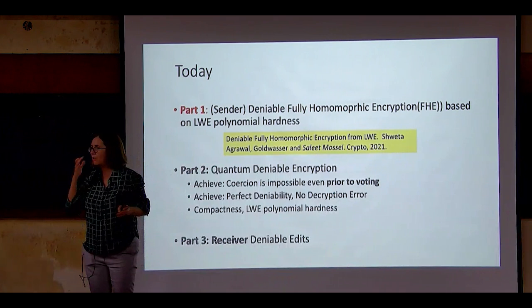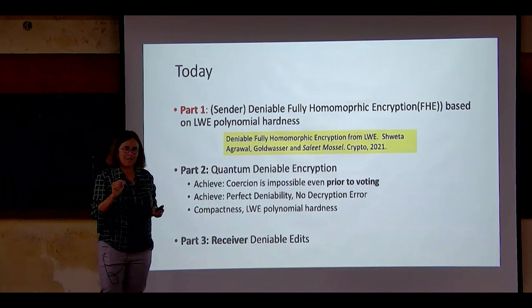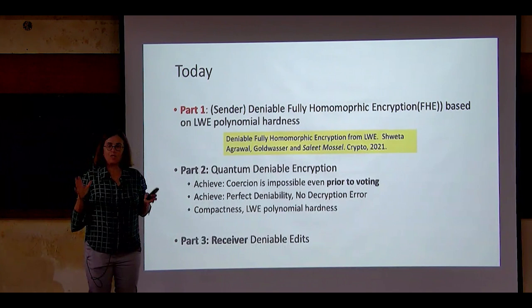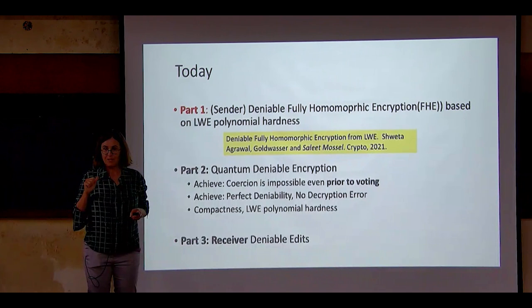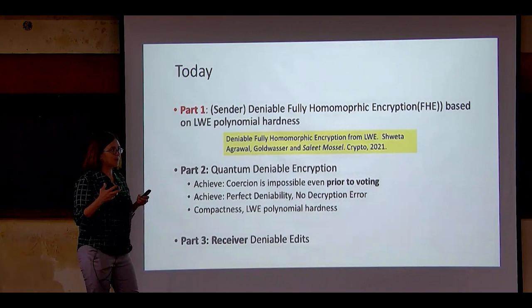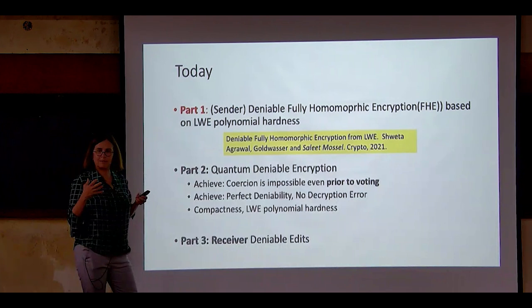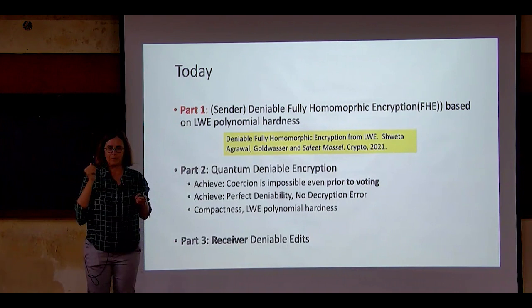It turns out that if you use quantum power, in a fairly limited sense, you are able to come up with a way to vote which is deniable in a much stronger sense. You could not coerce even before the fact. You have a zero decryption error. So there's some magic of quantum that enables you to do things we cannot do classically.